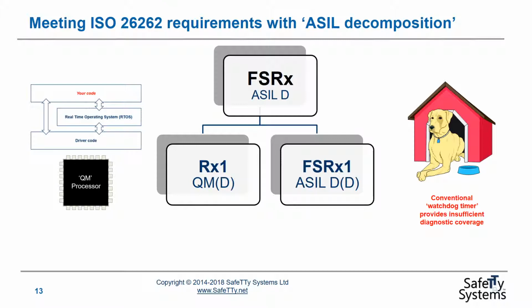People sometimes think that the way they might be able to address some of these challenges would be to take the QM processor and to allocate the functional safety requirements to a conventional watchdog timer that might already be incorporated into the QM processor. This is simply not adequate in almost all cases. A conventional watchdog timer provides insufficient diagnostic coverage to allow us to meet safety requirements in this kind of system.